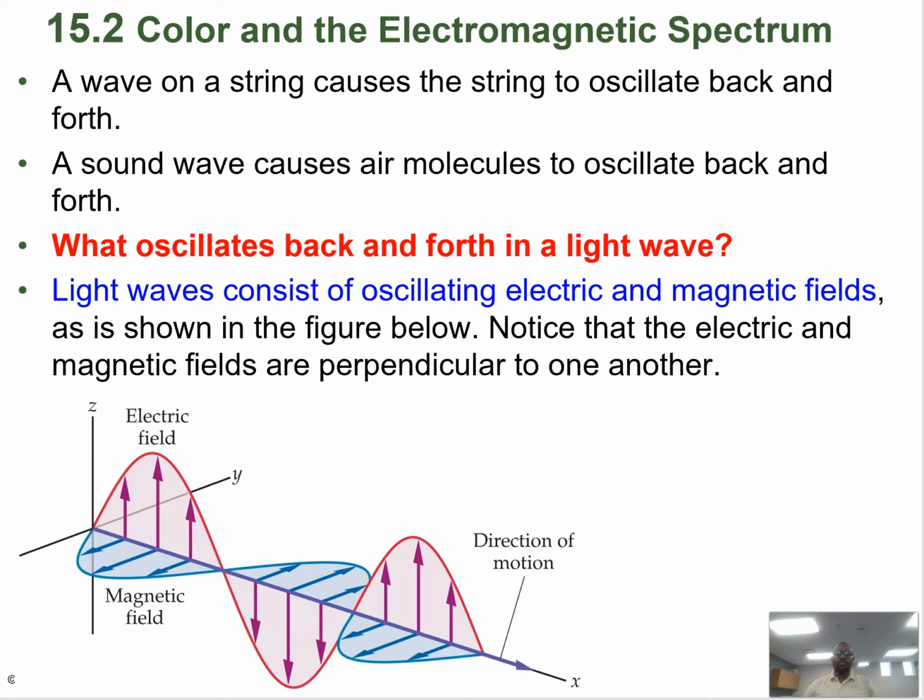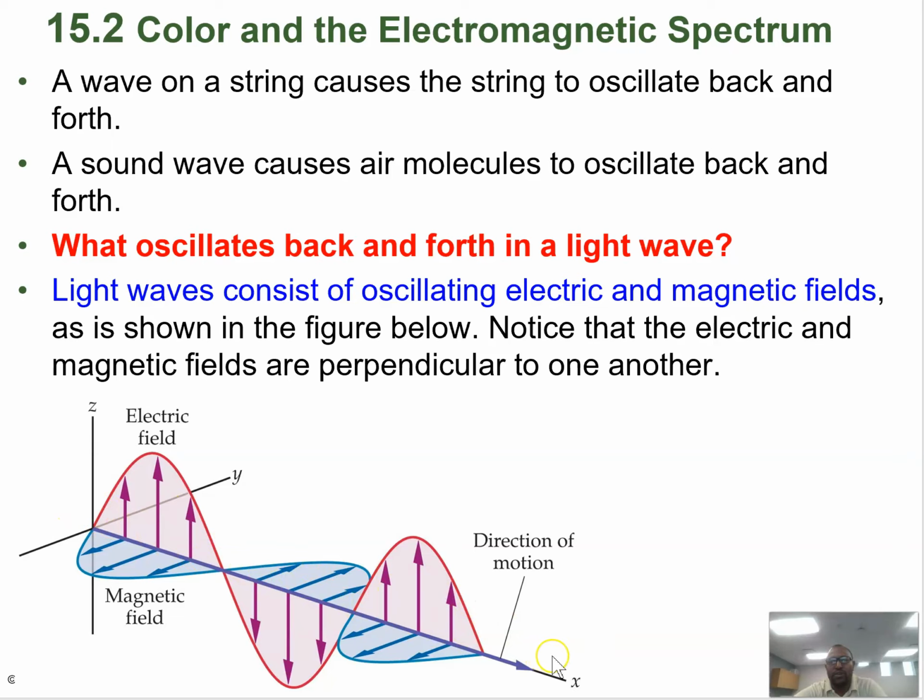A light wave consists of oscillating electromagnetic fields. There is an electromagnetic field, as shown in the figure below. Note that the electric and magnetic fields are perpendicular to one another. As you see at the bottom of it, there is a magnetic field and an electric field, and these two fields are perpendicular to one another. This is the direction of the motion of light.